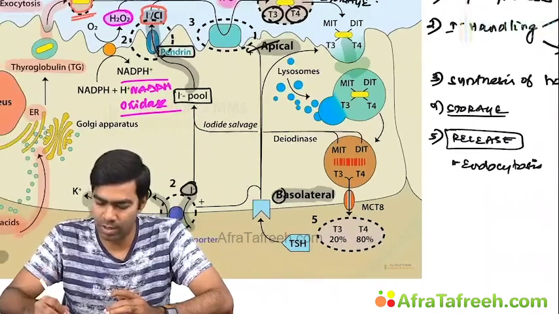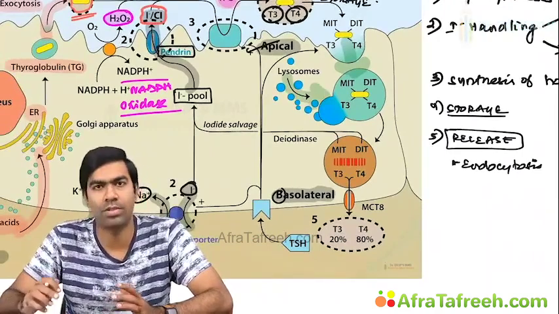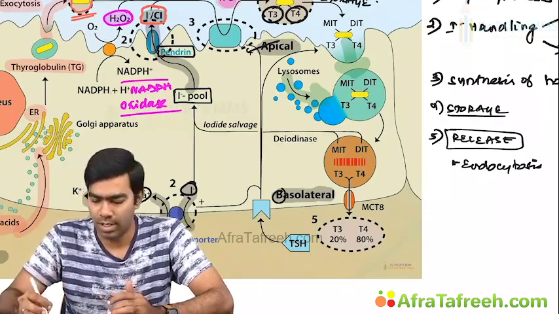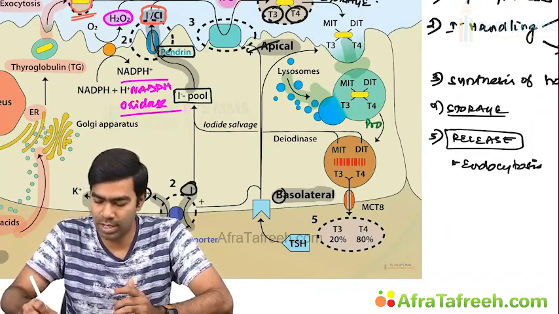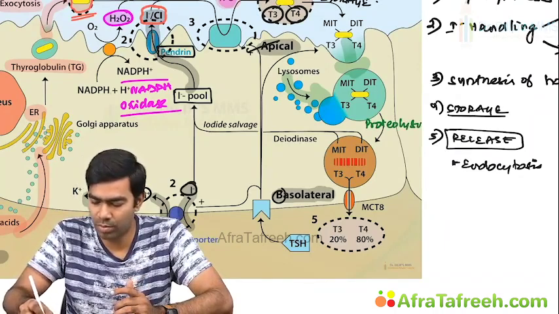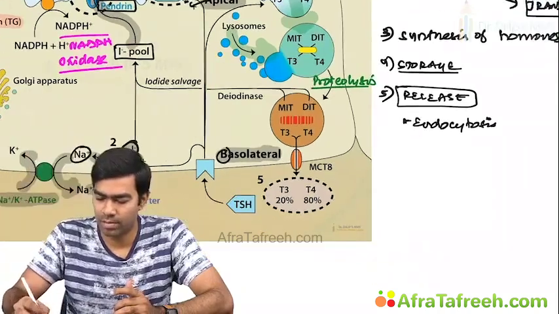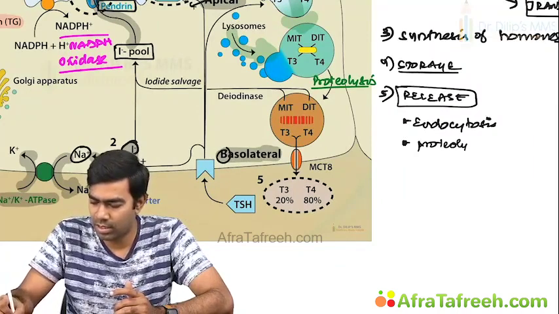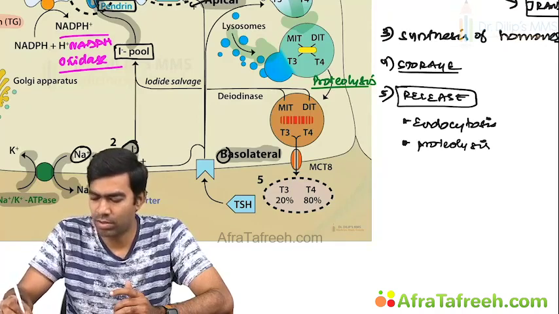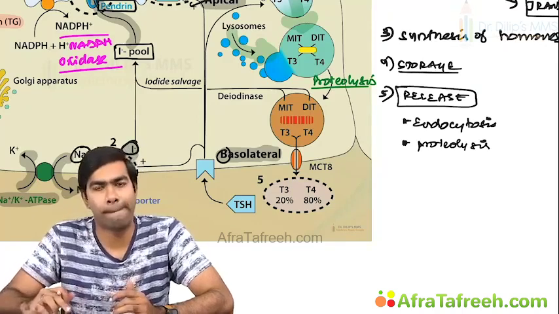Once they are endocytosed, they will be fused with the lysosomes and form an endolysosome. And inside the endolysosome, there is another event that is going to happen that is called proteolysis. So the next step is the proteolysis. There will be proteolytic cleaving of the bonds, resulting in the release of different molecules from the thyroglobulin.